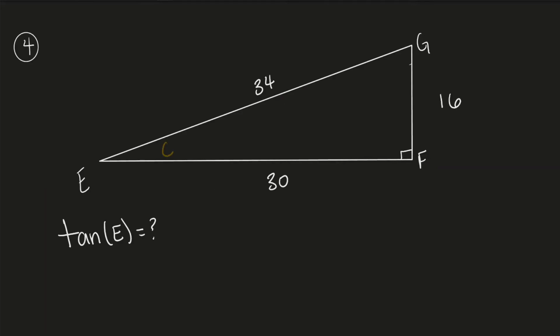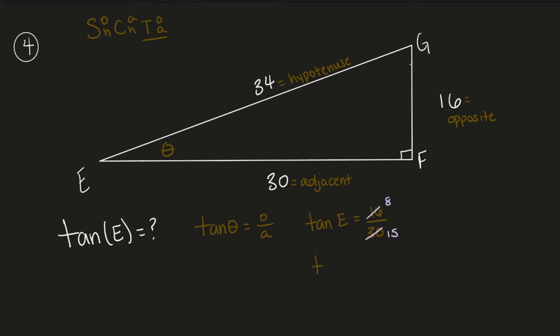Let's find the tangent of E. So tangent, as we know, is opposite over adjacent. So 16 is our opposite side, 30 is our adjacent, and 34 is our hypotenuse. The tangent of E is opposite over adjacent, or 16 over 30. Both of these numbers are divisible by 2, so the tangent of E is 8 over 15.